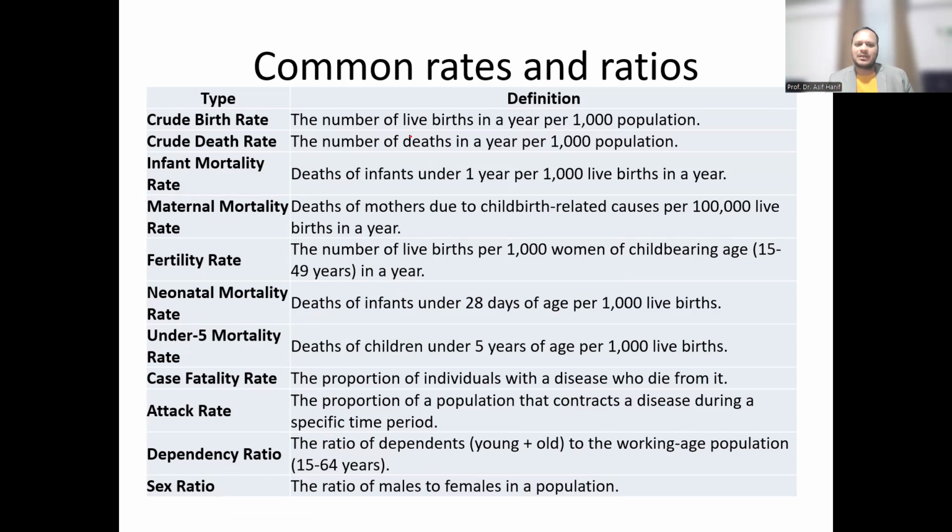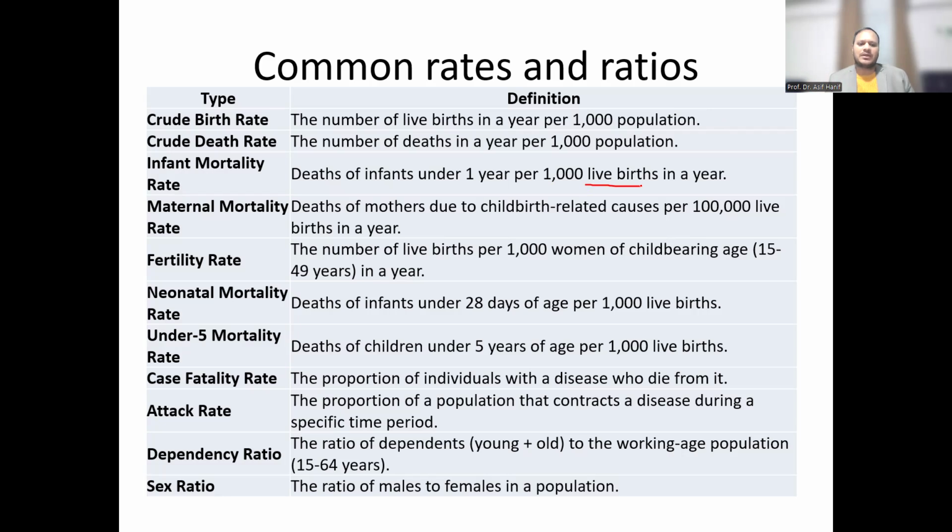Crude death rate: number of deaths in a year per 1,000 population. Infant mortality rate: deaths of infants under 1 year. So it is regarding babies under 1 year, who have age from 0 to 1 year, out of 1,000 live births in a year. You have to be very careful that it is about live births.